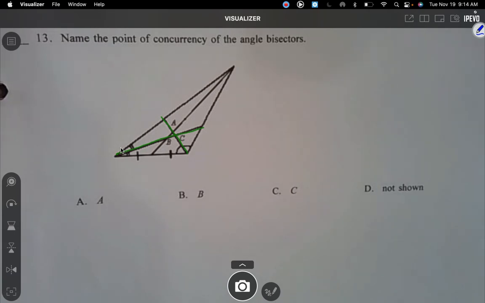Does that help y'all? Sometimes I think if you like trace it, that would help y'all. So it's C. Okay? Are we good with that one? That's it. That's all of them. Let me tell y'all which ones I think are on there. Do y'all feel better about this one? Yeah? I guess there's not any medians or altitudes on there.